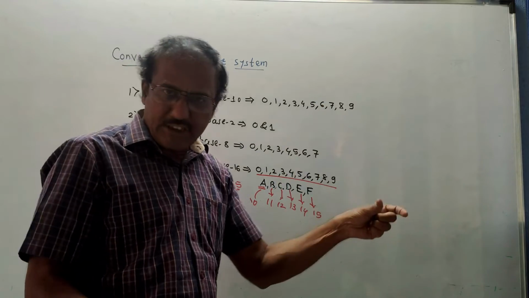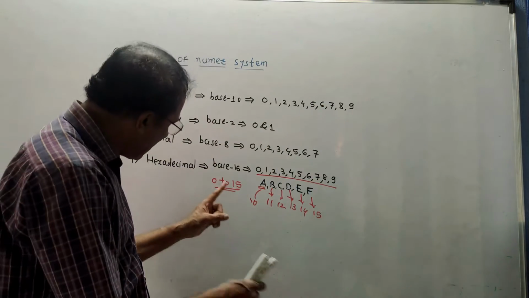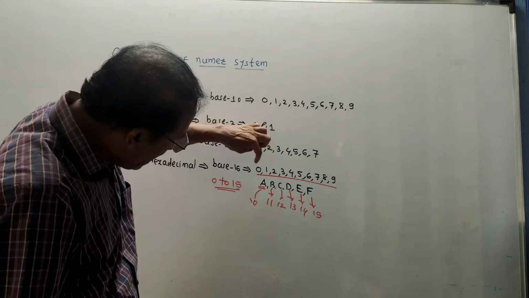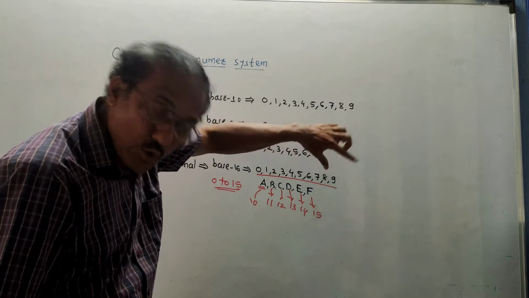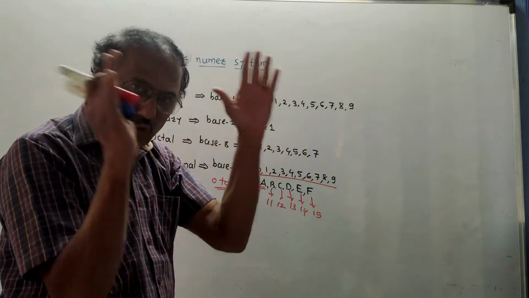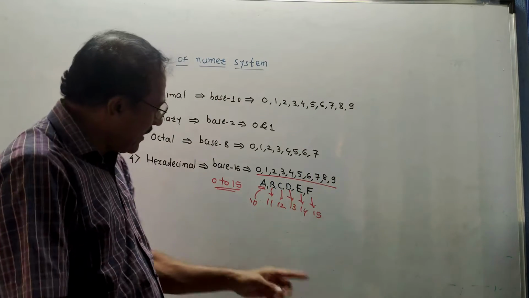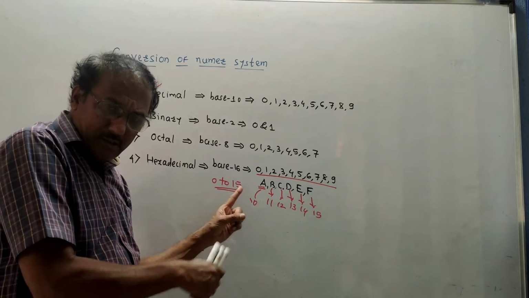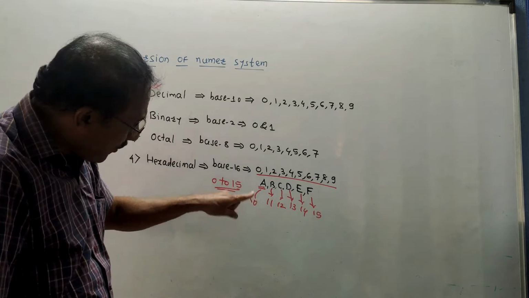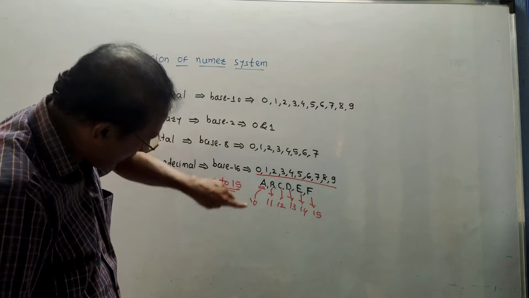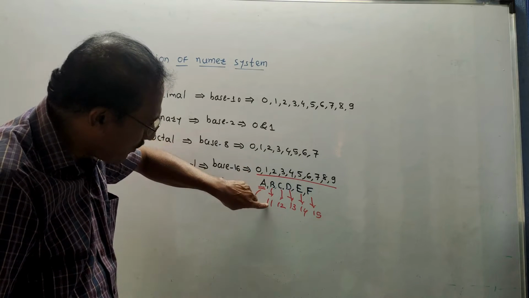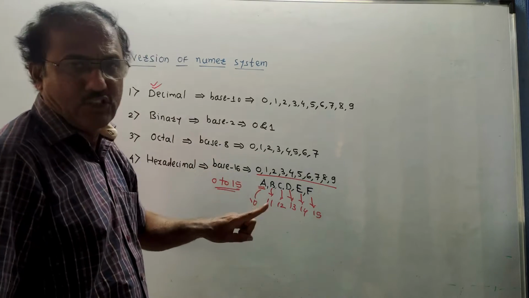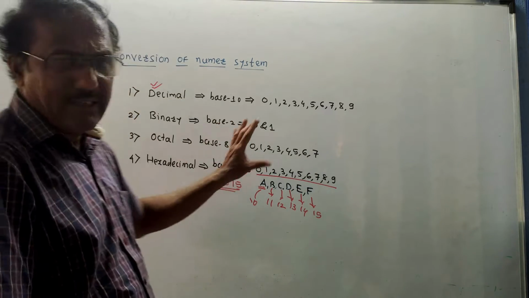Actually, the base is 16. That means I am supposed to use the numbers from 0 to 15. But in this number system, the numbers from 0 to 9 are used. Do remember, it is 0 to 9. That means a total of 10 numbers we are using. Whereas for the remaining numbers, since we have to cover the numbers till 15, letters are used. For example, for 10, letter A is used. For 11, letter B is used. Similarly, for number 15, letter F is used. So this is the hexadecimal number system.